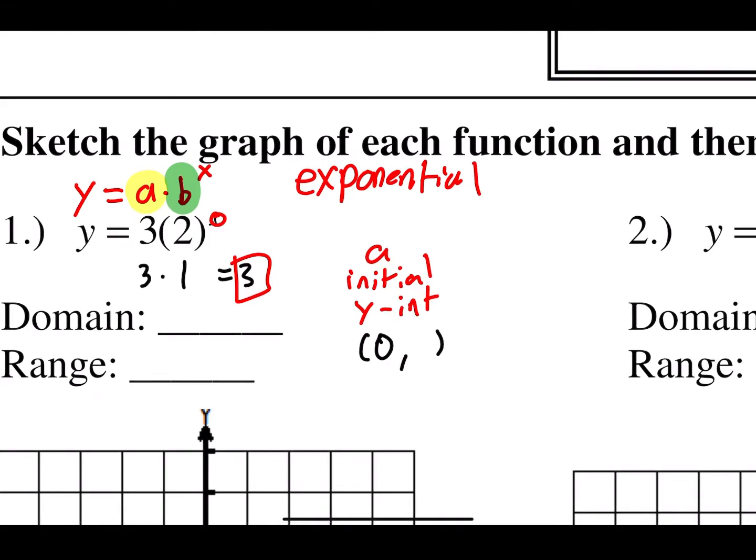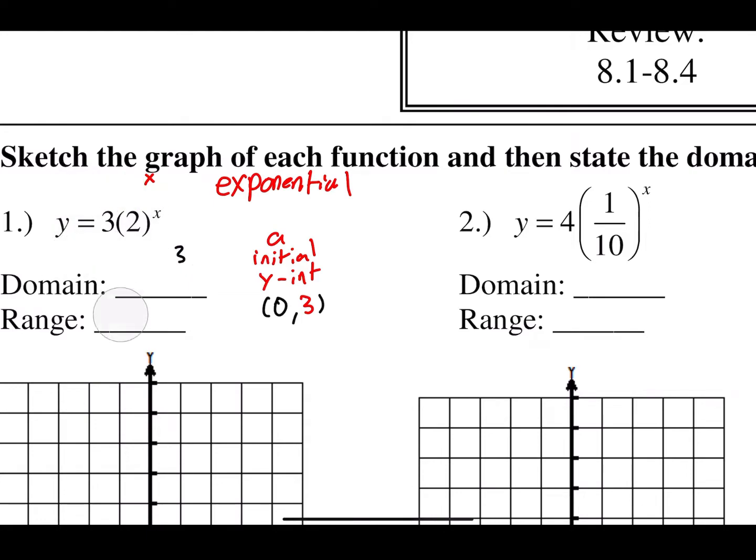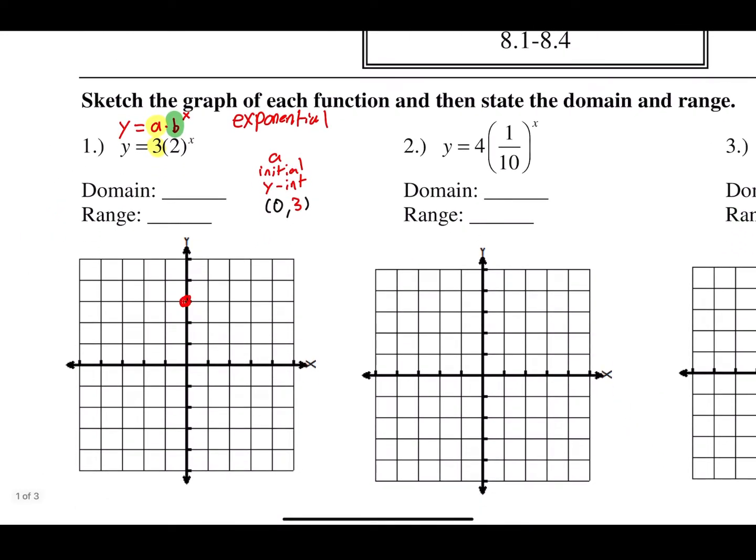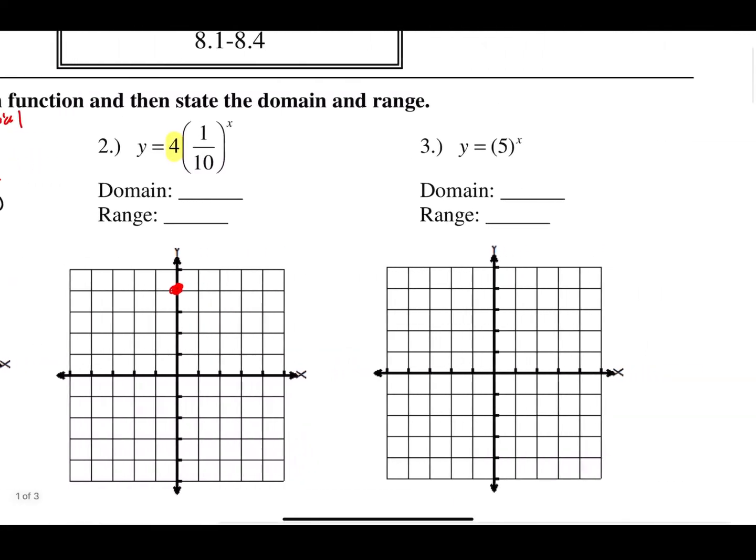So this is obviously an initial value. In fact, our a value will always be the initial value. So if I look at all these functions, the a value is 3. So the initial value, the y-intercept, will be 1, 2, 3. The a value is 4. So the initial value will be 4. 1, 2, 3, 4.